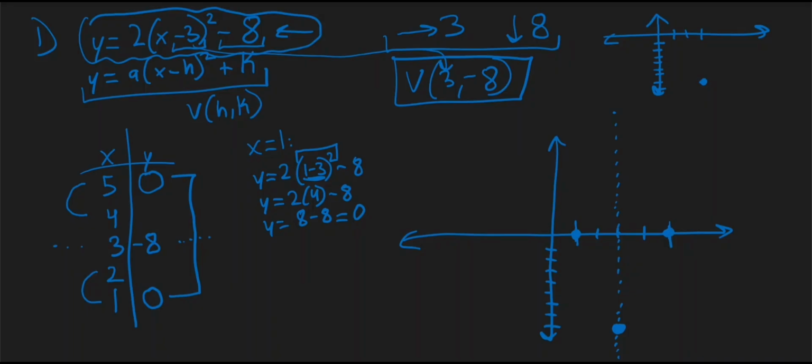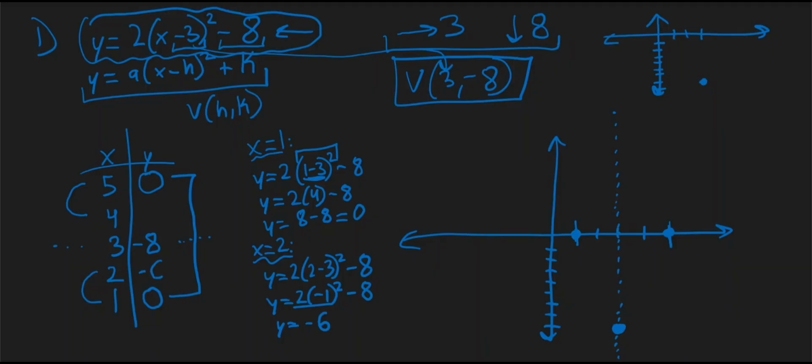Same thing when x is equal to 2. If you plug that into the original function, then y equals 2 times the quantity (2 - 3) squared, minus 8. Now we know that 2 minus 3 is -1. So (-1) squared is a positive 1, and twice 1 gives you a 2. And 2 minus 8 gives you -6. So when x is 2, y is -6.